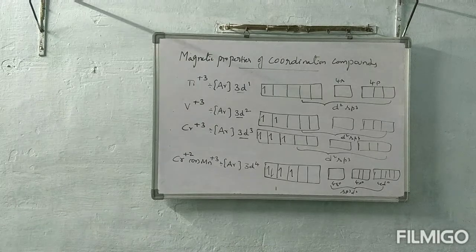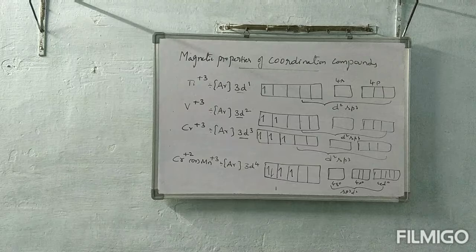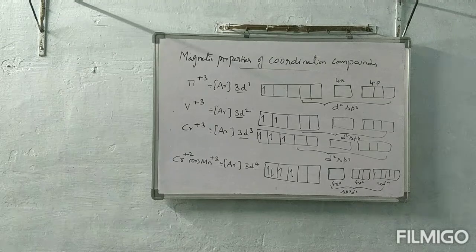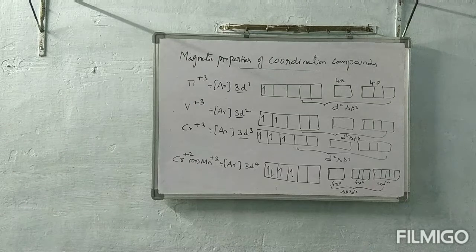But if you take Cr plus 2 or Mn plus 3 configuration, then it will get argon 3d4 configuration. 3d4 means there is a chance of 4 unpaired electrons by following Hund's rule. If that fourth electron is paired with the first electron, then another possibility we get. One more time I will repeat for Cr plus 2 or Mn plus 3. Let us see.